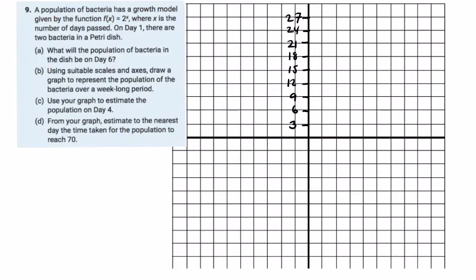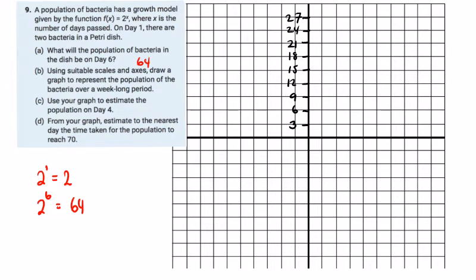Population of bacteria has a growth model given by the function f of x is equal to 2 to the power of x. They can call this 2 to the power of t or 2 to the power of n as well, where x is the number of days. On day 1, there are 2 bacteria on the Petri dish. So that's your 2 to the power of 1 is equal to 2. What will the population be on day 6? 2 to the power of 6, just use your calculator, is equal to 64. 64 for part B.